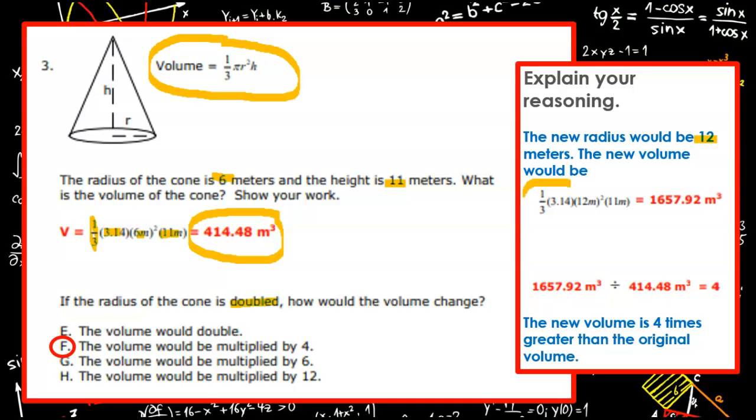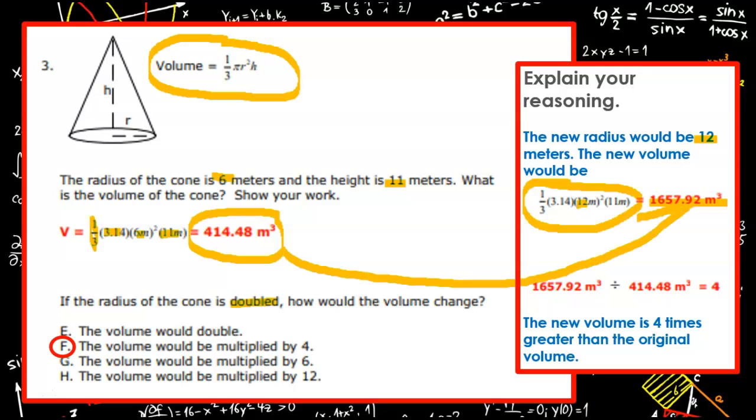So let's just rework that volume problem, and instead of 6, let's plug in 12. That would give you 1,657.92 cubic meters. And you'll see that that is not double our original volume. That is actually quadrupled. So the new volume is 4 times greater than the original volume.